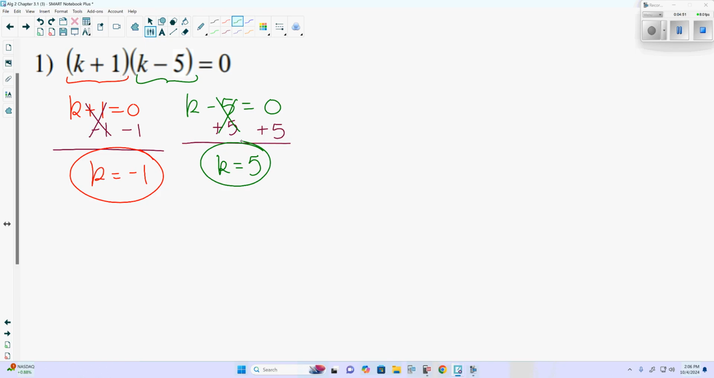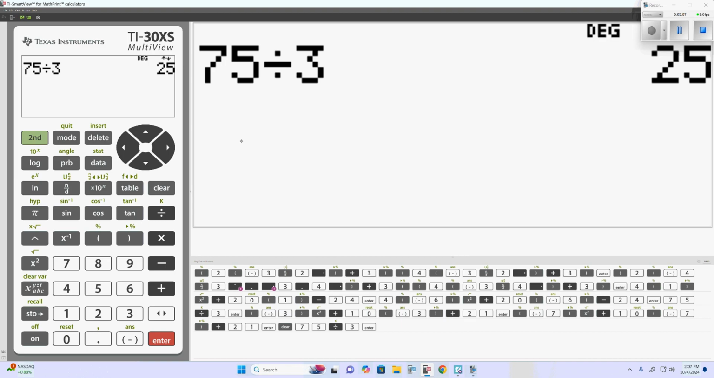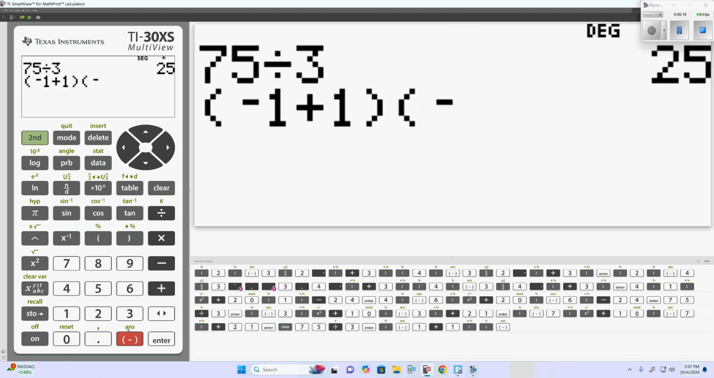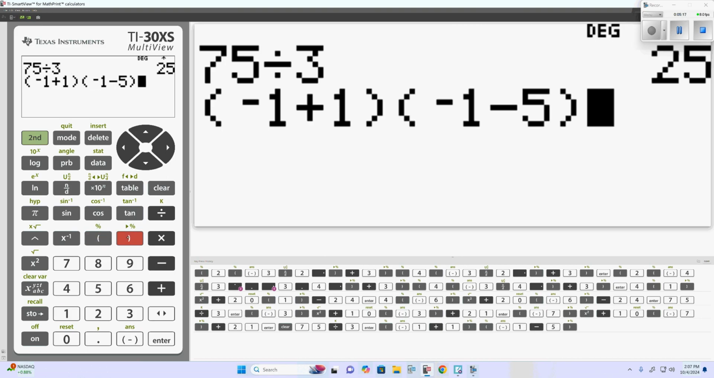Now, say I wanted to check it, because every now and then we do get solutions that don't look like they're right. I feel like we've had that at some point. We can check these. To check them, all I've got to do is take the solution, so negative 1, and plug it back in for k, because our first one was k plus 1. So we'd have negative 1 plus 1 times negative 1 minus 5. And we should get what?